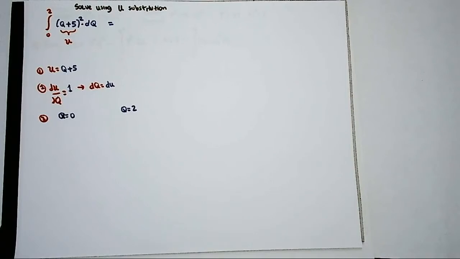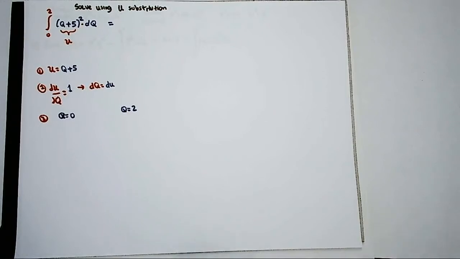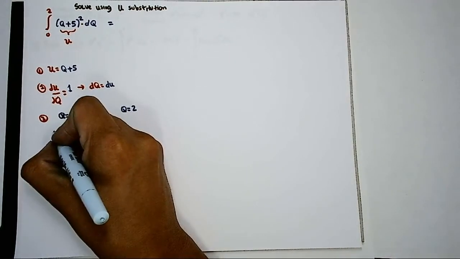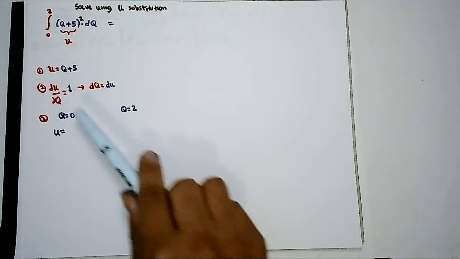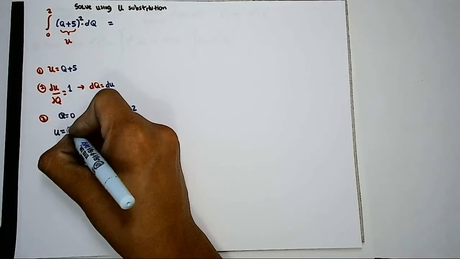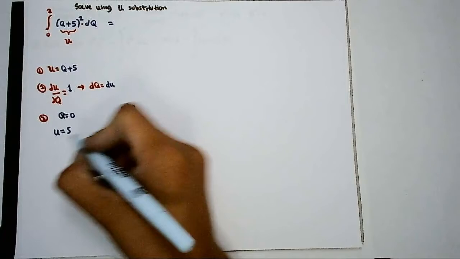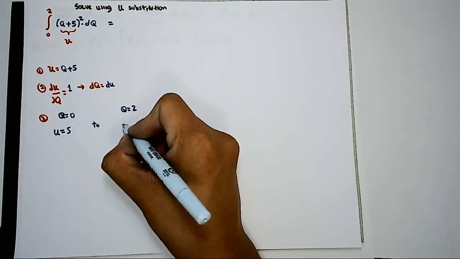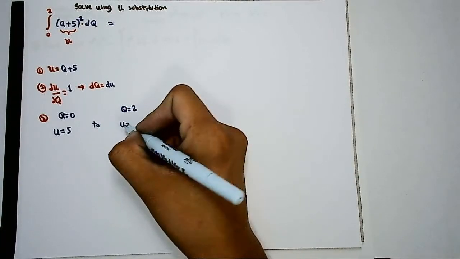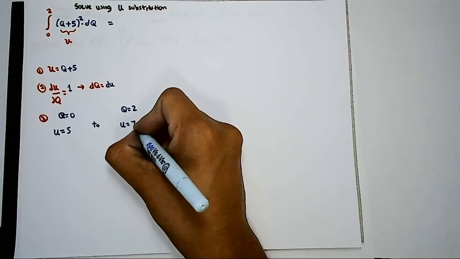Now let's find the new boundaries. Here we have that Q goes from 0 to 2. This means that now U is equal to 0 plus 5, which is 5. So this is the lower bound for U. For Q equals 2, U equals 2 plus 5, which is 7.